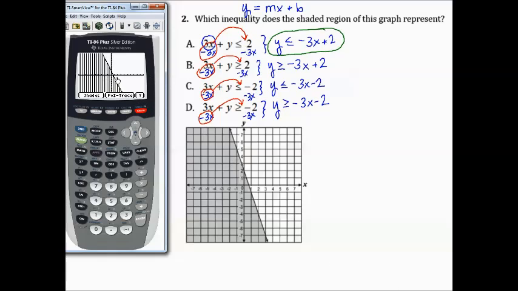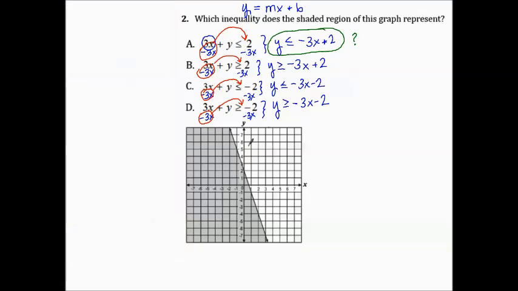So this looks very, very similar to what we have here. It's a solid line, just like we're seeing here, shaded below. So A is an option. Let's just check all the other ones, make sure.